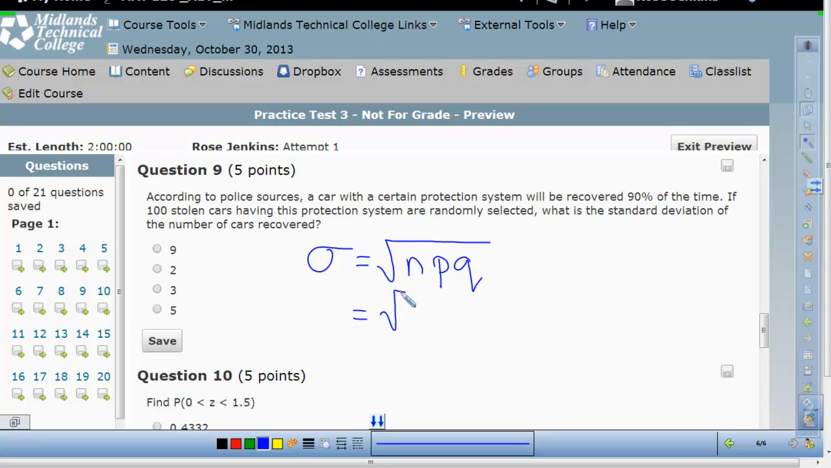n in this case is 100, p is 0.9, and q is 0.1. It's 1 minus p. So we get 9. No, we get 3 when we take the square root.